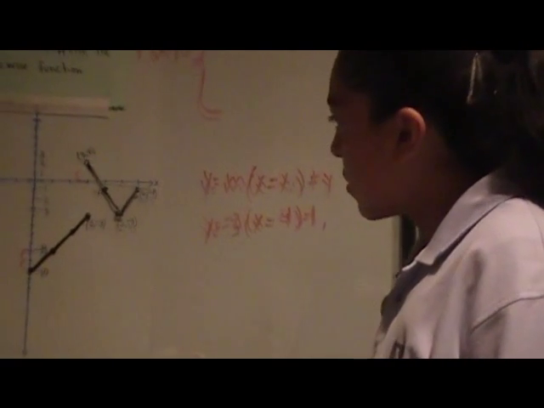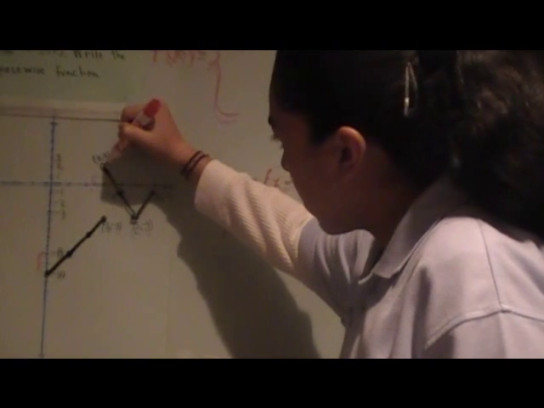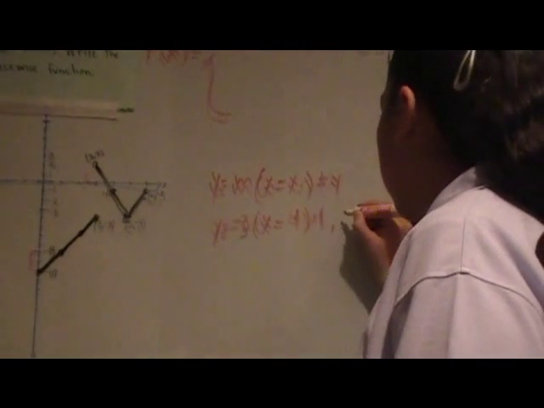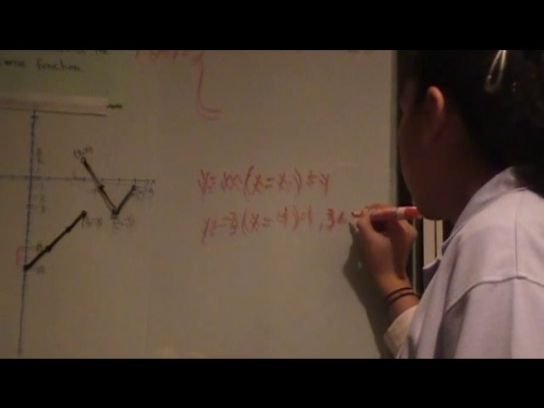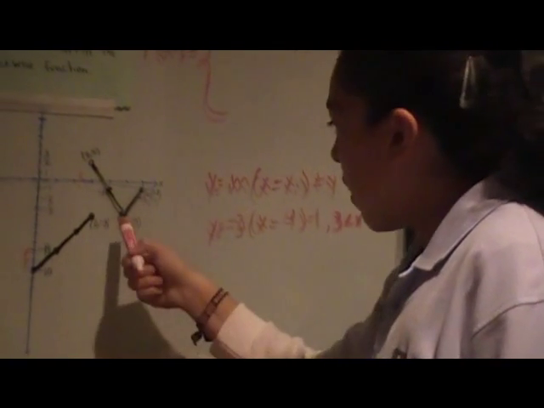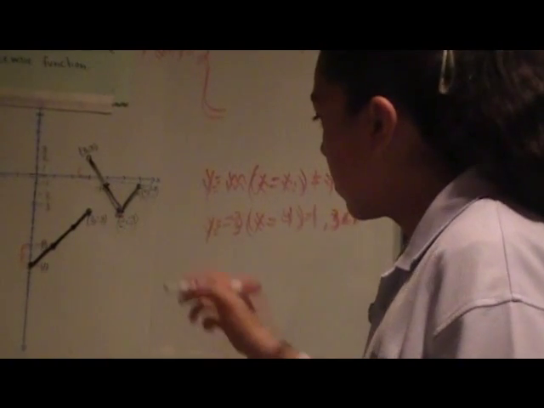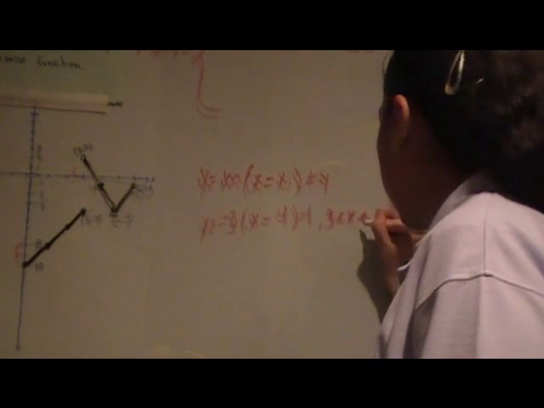Now for our restricted domain. It's from 3, but there is an open circle, so 3 will not be included, to 5, and it is closed, so 5 will be included.